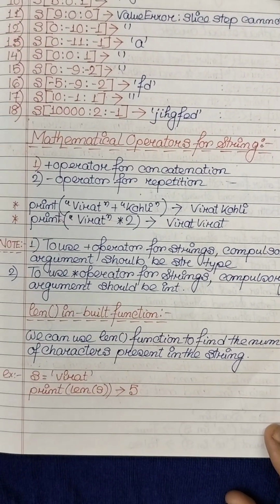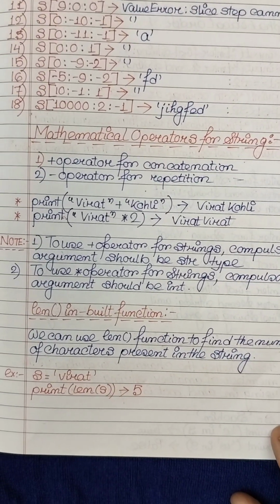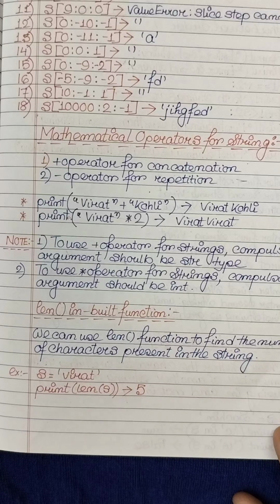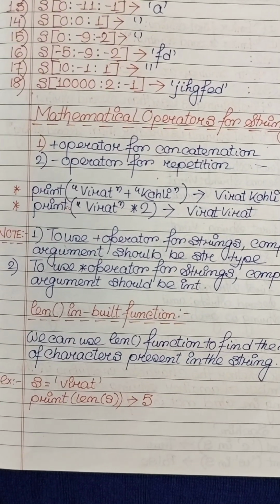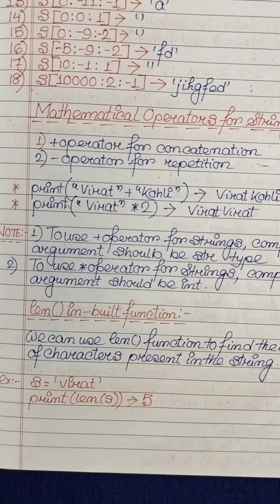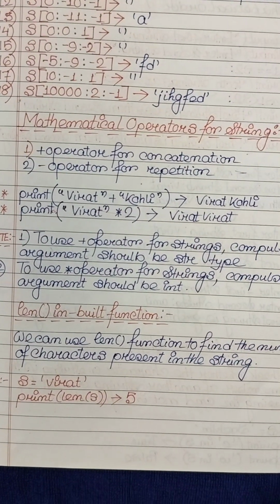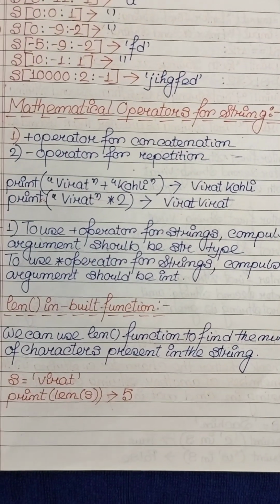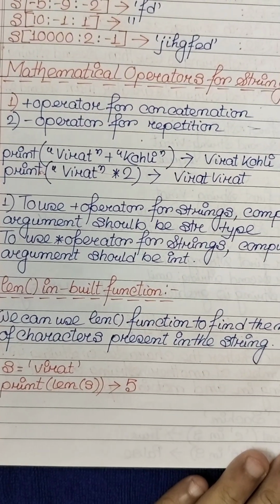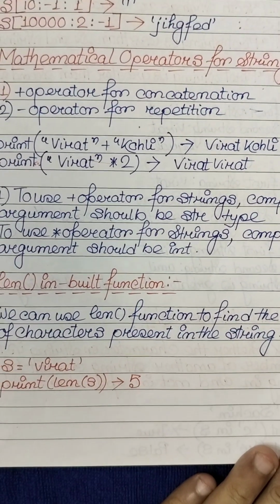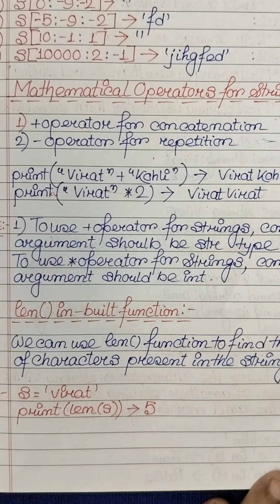So what are the operators that are present in mathematics? Plus operator for concatenation, star operator for repetition. Suppose print double inverted comma virat plus double inverted comma colon. The plus symbol will concatenate the two strings, virat colon. Next, print virat into 2 will print virat 2 times.